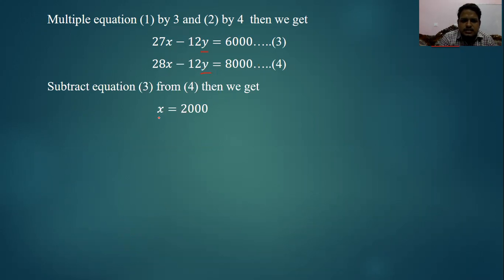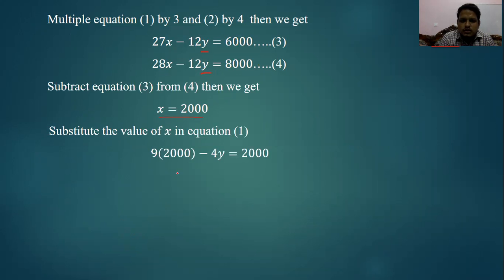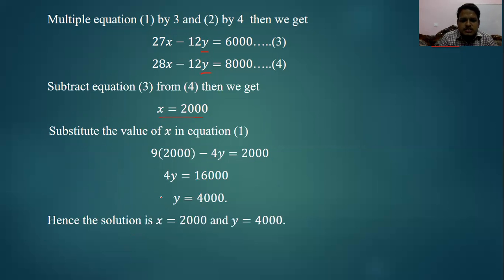Now we will put x equal to 2,000 in our equation 1, that is 9x minus 4y equal to 2,000. That is 9 into 2,000, that is 18,000, minus 4y equal to 2,000. So we get 4y equal to 16,000, and after that we get y equal to 4,000. So we get the values of x and y. It means x equal to 2,000 and y equal to 4,000 satisfy the given pair of linear equations. But we don't have to find these values of x and y.